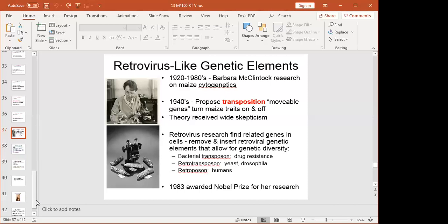We have retrotransposons in yeast and Drosophila, and we also have retroposons in humans. So after being bombarded with all this skepticism, in 1983, Barbara McClintock received the Nobel Prize for her research, which basically shows her dedication, perseverance, and more importantly, believing in herself.